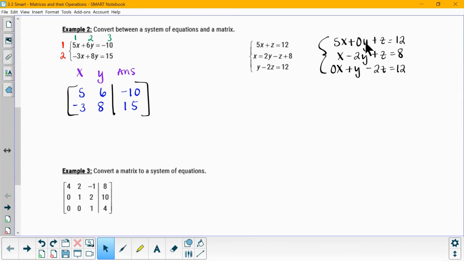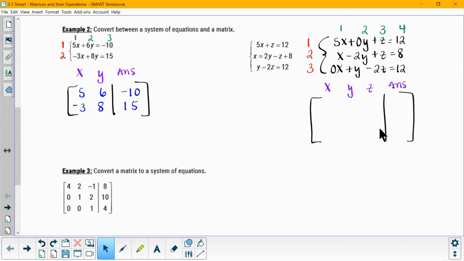Now, you don't have to have these 0 variables there if you remember that zeros belong there. I'm writing it there for the sake of us remembering together. Notice that I have 1, 2, 3 equations, so I'm going to have 3 rows, and I have 1 variable, 2 variables, 3 variables, and then my answers. So I'm going to set up my matrix to look similar to this.